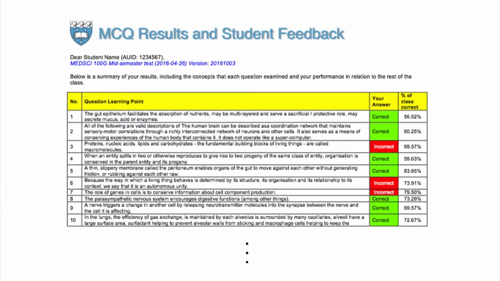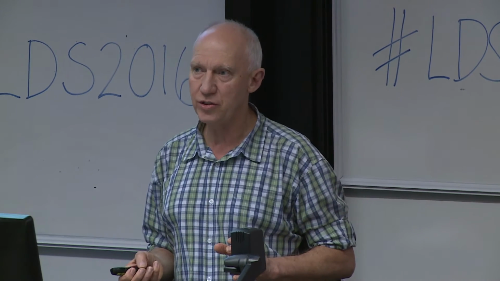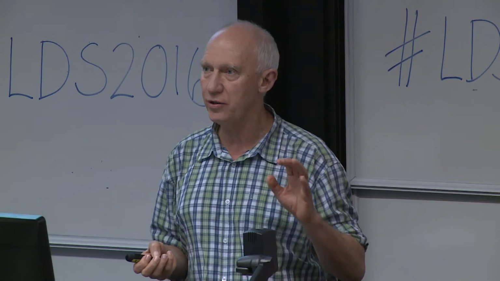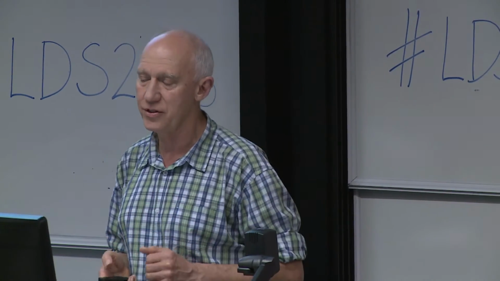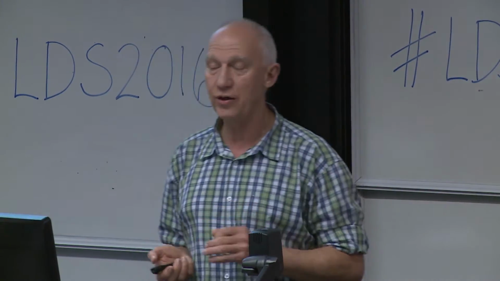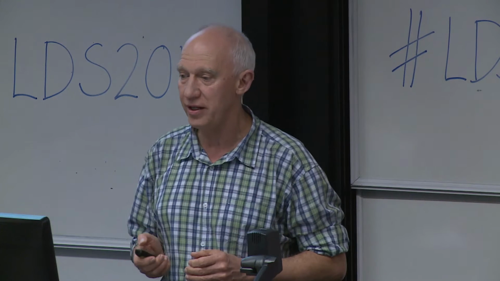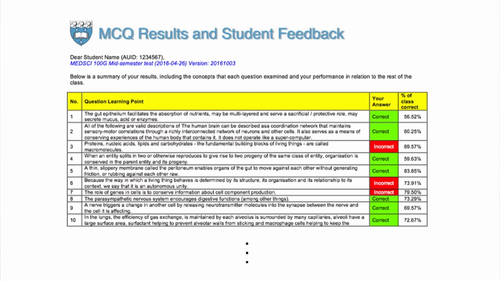The students get feedback that you create simply by entering what we call learning points about each question. Rather than giving them the questions back, you tell them what the area of the question was, and they get an email to this effect that tells them whether they got it right or wrong, which you can see on the right-hand red or green column, and also the percentage of the class who got it right or wrong.